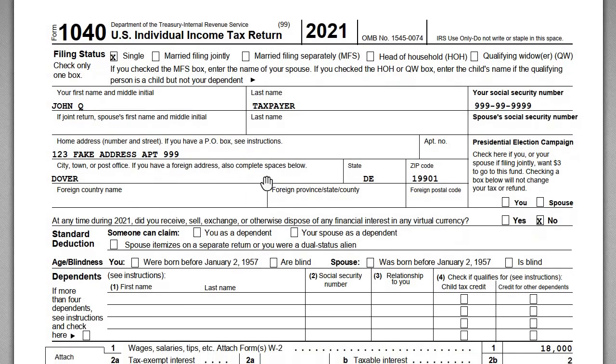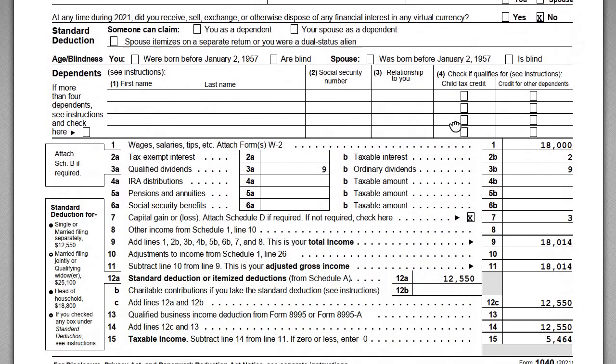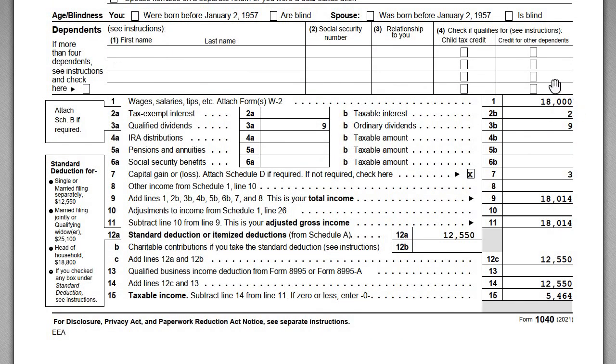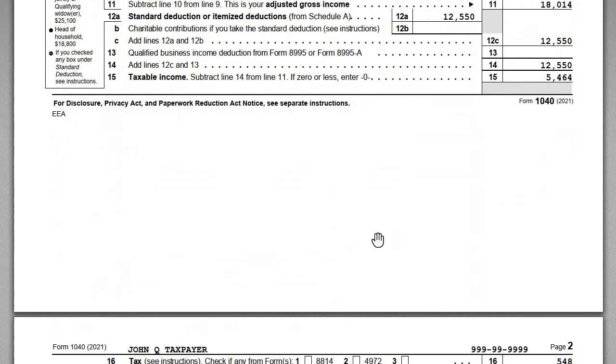So in our example here, we've got a 1040 for John Q. Taxpayer. Again, remember, he's a single filer. He has no dependents, so no qualifying children. But his earned income for the year is only $18,000. He has some investment income, but given his $18,000 of earned income, he's well below that threshold to where he can still get the EITC, even though he doesn't have qualifying children.